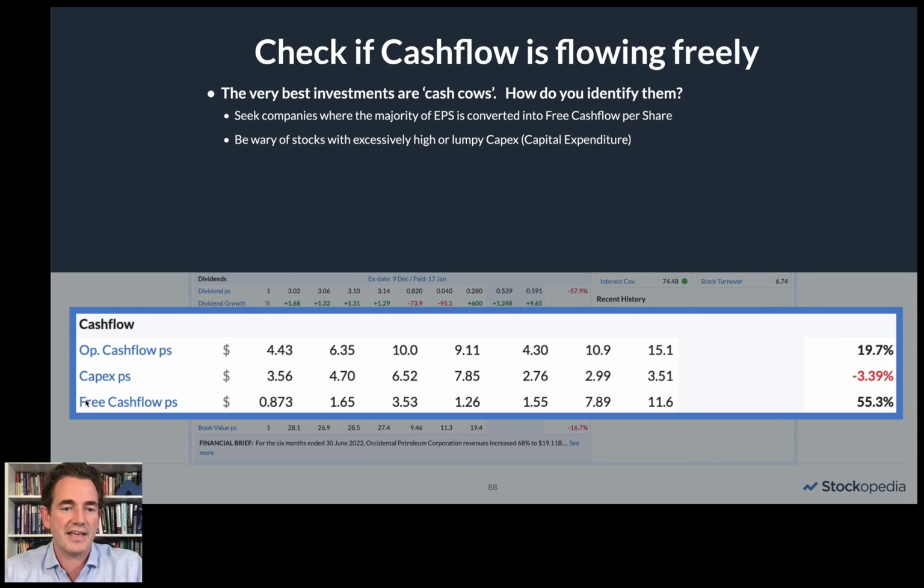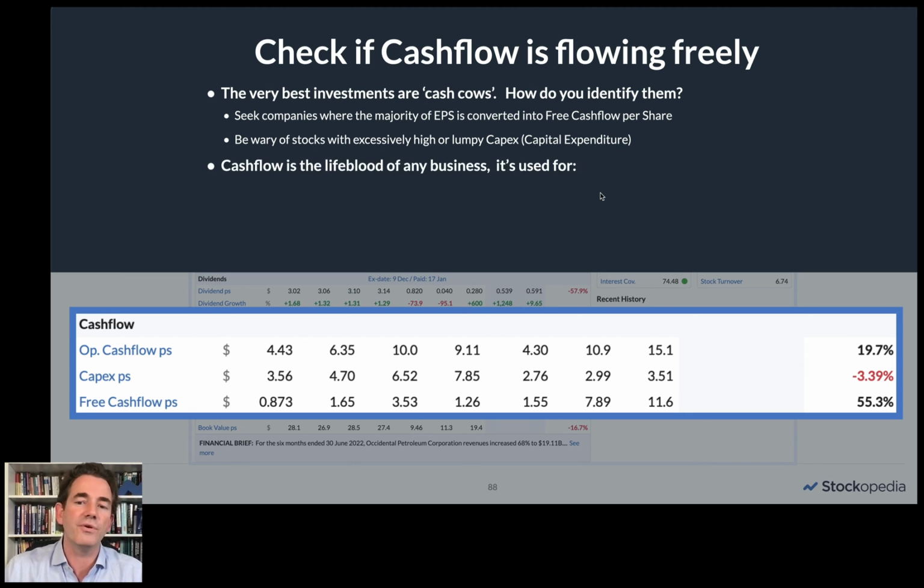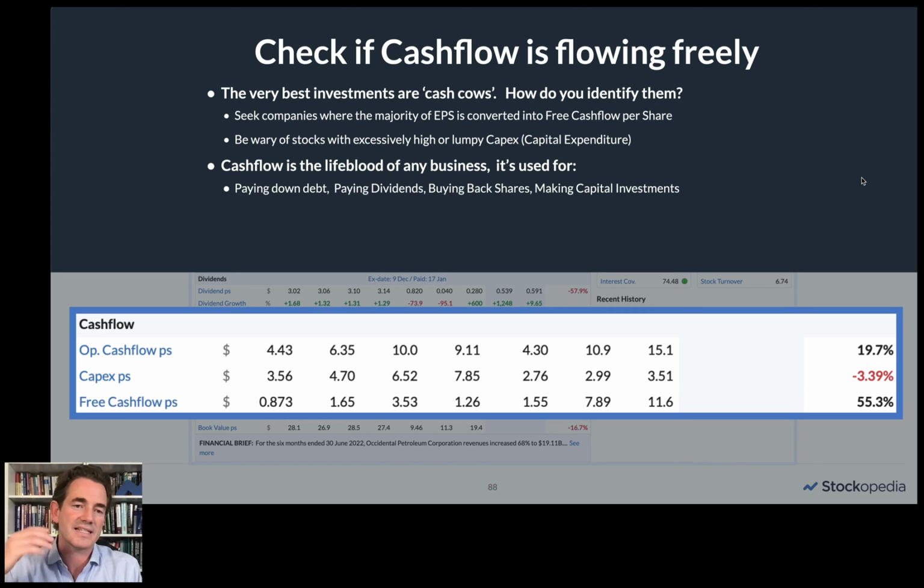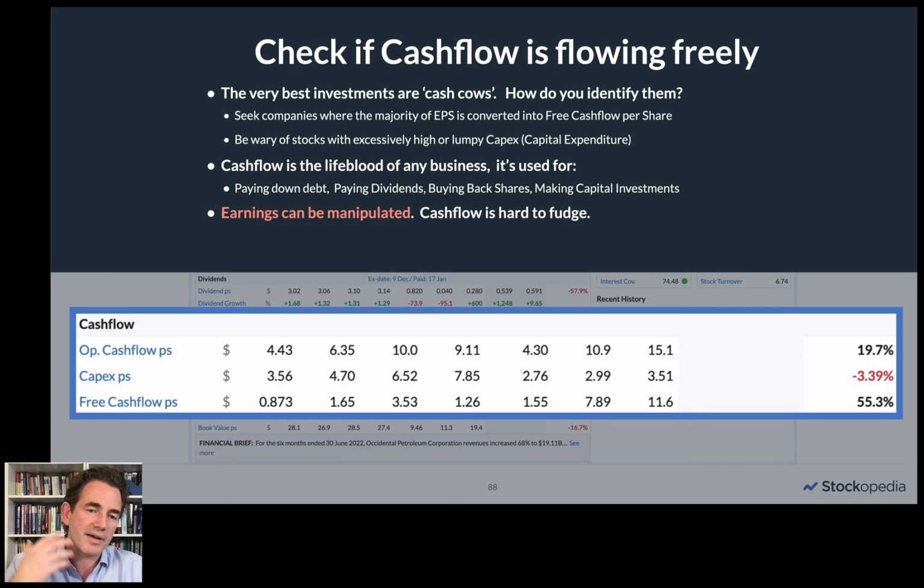And I'll show you an example later, one that does it better than that. And free cash flow per share here is in this line here. It's the operating cash flow minus the capital expenditures, because a company like Occidental Petroleum is investing in property, plant and equipment, and they have to do those capital investments, which is a sucker on free cash flow. But free cash flow is very important. It can pay for dividends. It's the lifeblood of a business. Pays down debt, pays dividends, buys back shares, makes capital investments. And remember, earnings can be manipulated, and they really often are. Cash flow is hard to fudge, and that's why things like the earnings manipulation risk actually factor some of these things in.